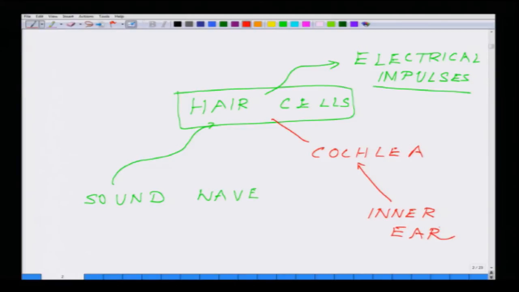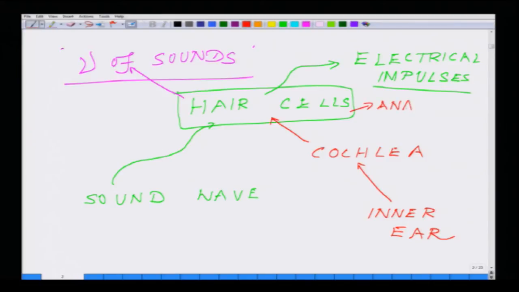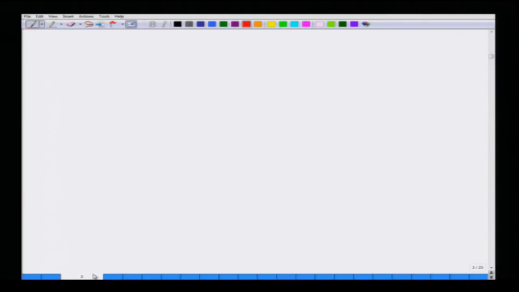Okay. So, these hair cells can sense different frequencies of sounds. This is the feature of these hair cells. So, we will be talking about hair cell anatomy and physiology, or actually essentially the electrophysiology of these cells. To start with, let us explore the structure of the ear itself.